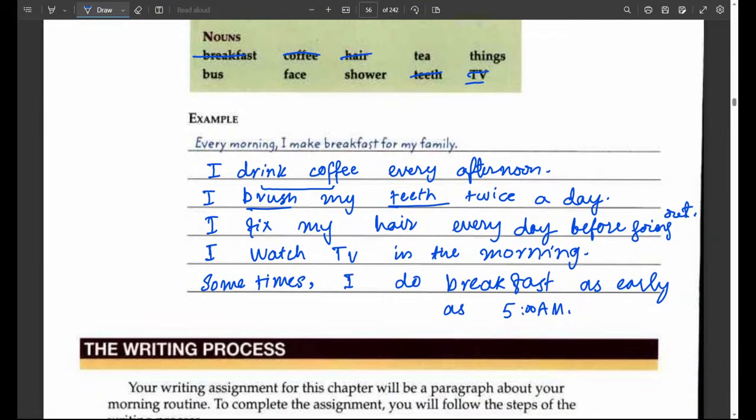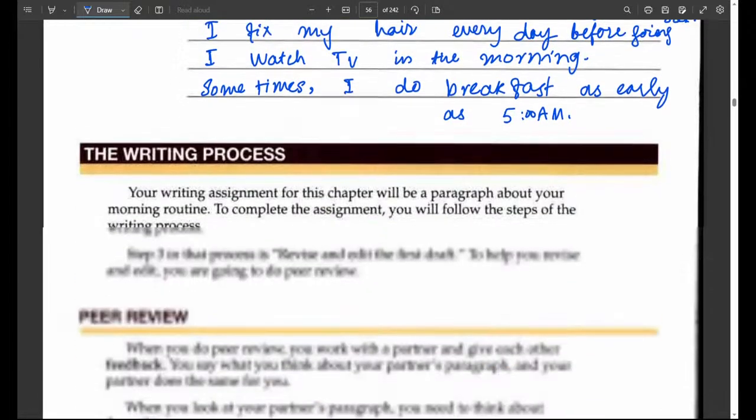So these are my sentences. Make your own. Comment down below. Let's see.